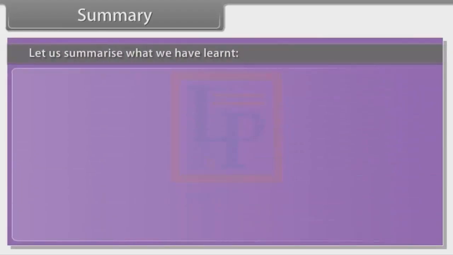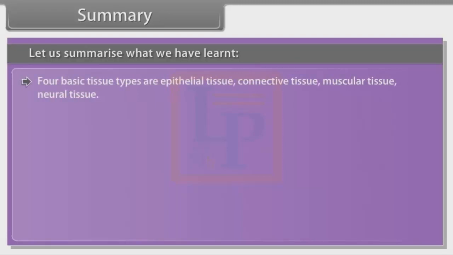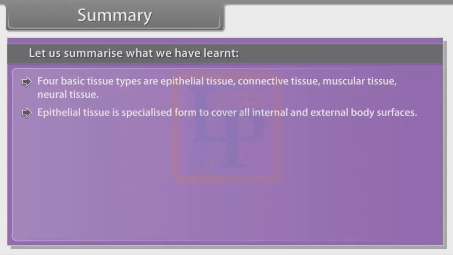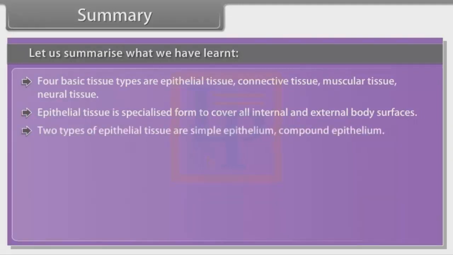Summary. Let us summarize what we have learned. Four basic tissue types are epithelial tissue, connective tissue, muscular tissue, neural tissue. Epithelial tissue is specialized form to cover all internal and external body surfaces. Two types of epithelial tissue are simple epithelium and compound epithelium.